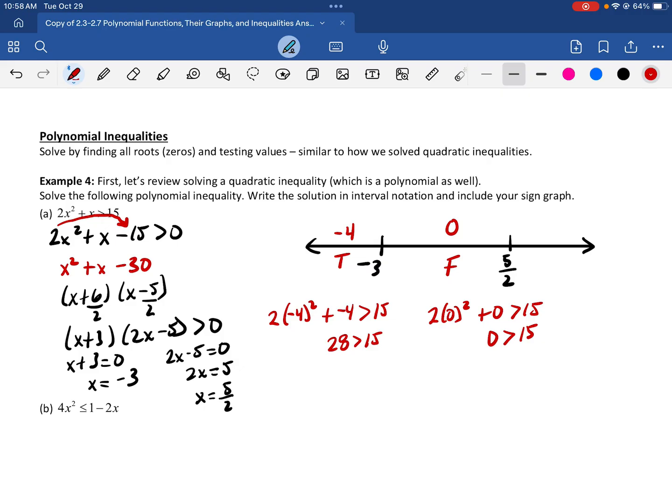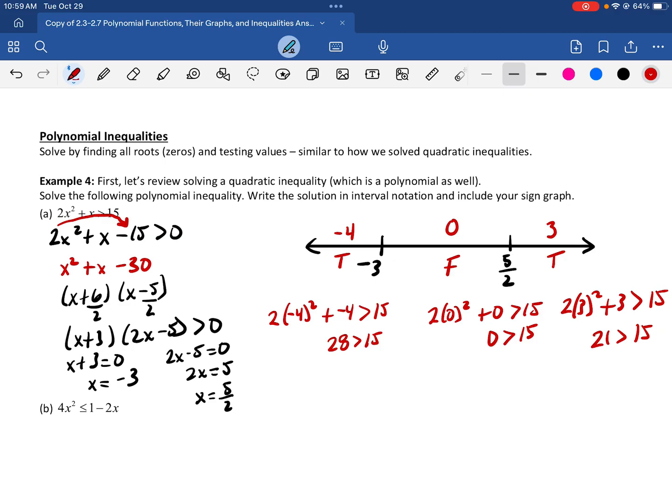And then the last one, 5/2, which is like saying 2.5. I need to pick something that's bigger than 2.5, and maybe I'm going to test 3. So we'll do 2 times 3 squared plus 3. We're trying to test, is that greater than 15? So let's see, 3 squared is 9, times 2 is 18, plus 3 is 21. 21 is indeed greater than 15, so that one is true.